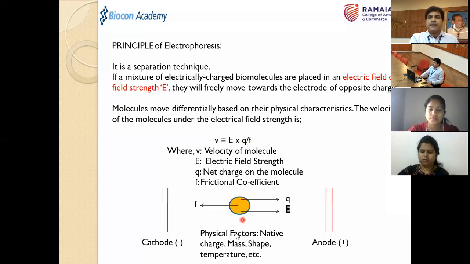And what are the physical factors that can impact the molecule moving during electrophoresis? These are the native charge. What is the term native here? Native means the original state. For any protein, native protein refers to its physiological state, that is, in the living system. For example, albumin, which you may know, is present in the blood.